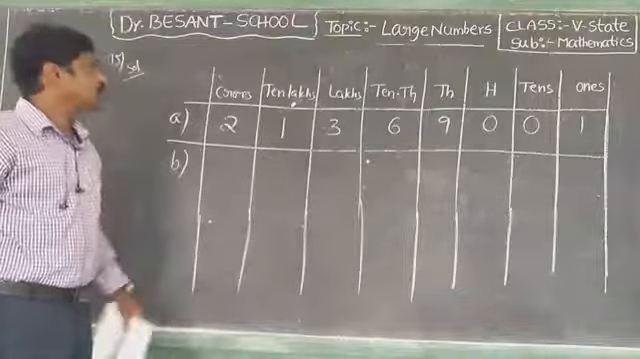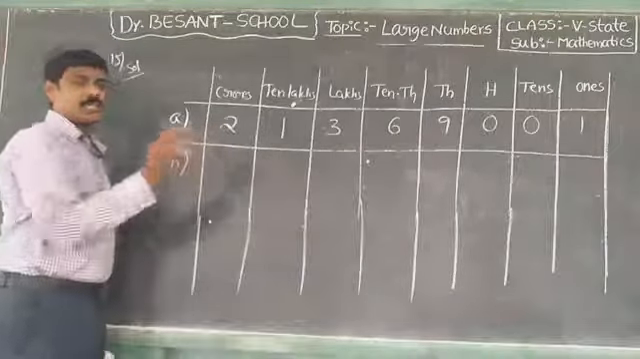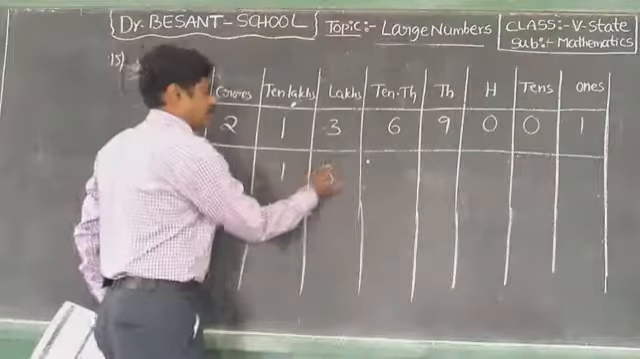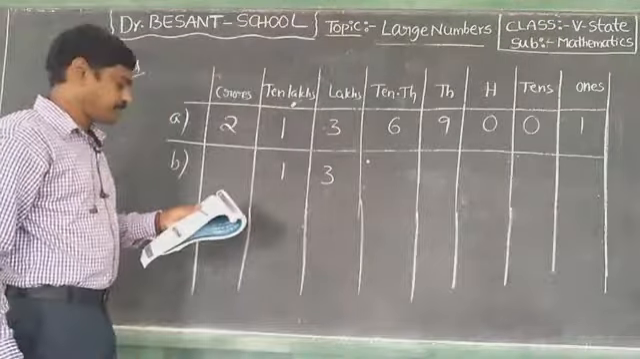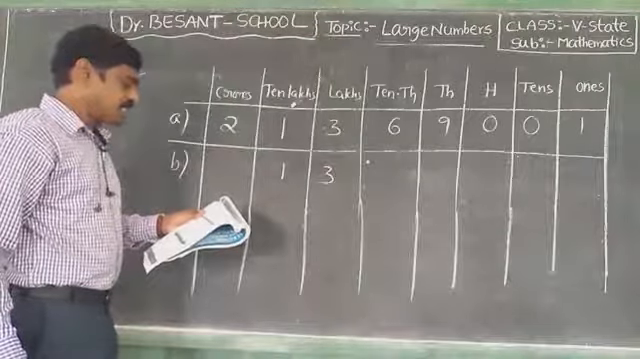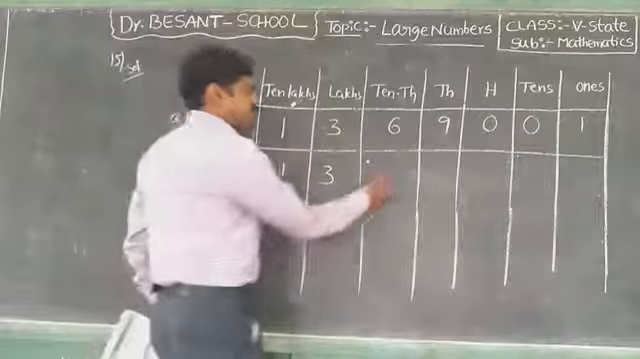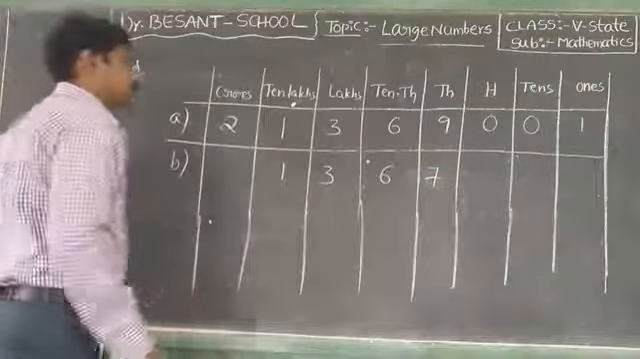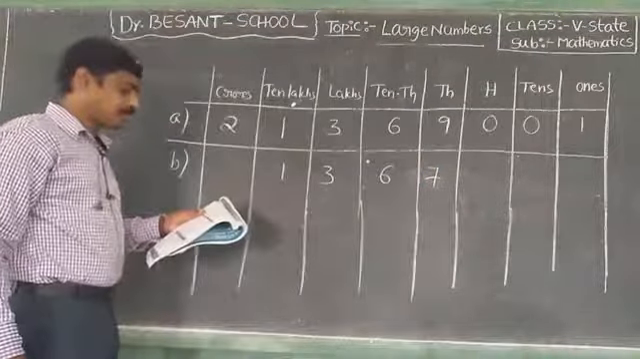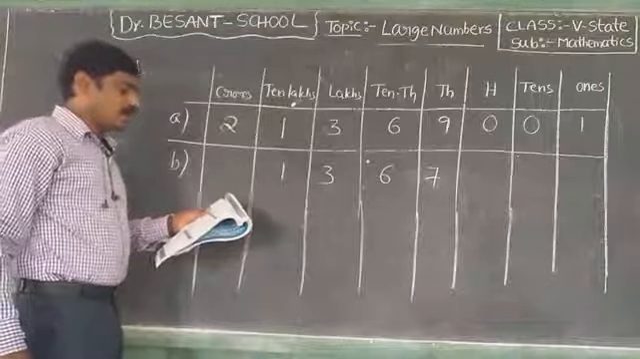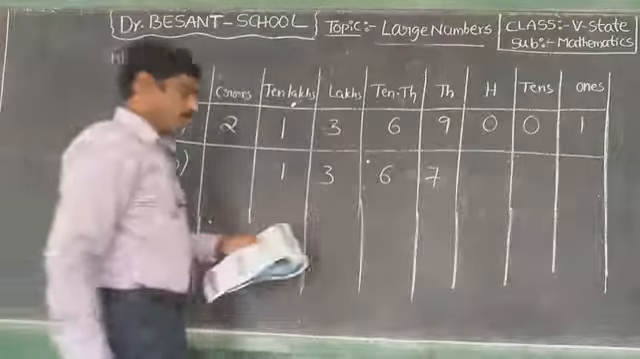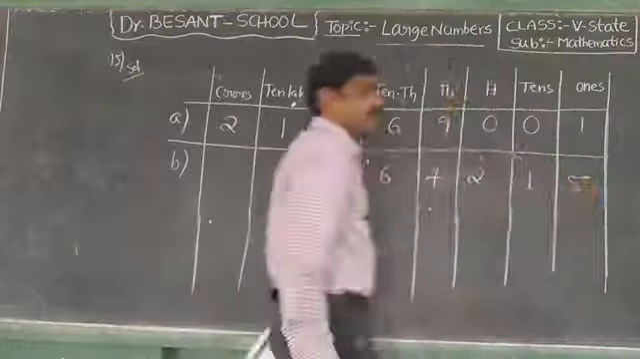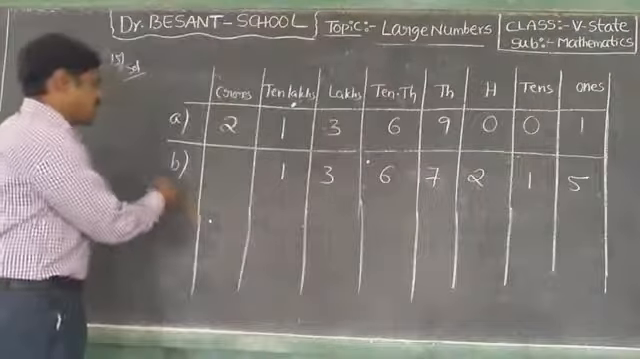Next to B. 13 lakh. So 13 lakh means in the crores place we should not write anything. 13 lakh. Next 67,000, 215. Okay children, so this is the second one.